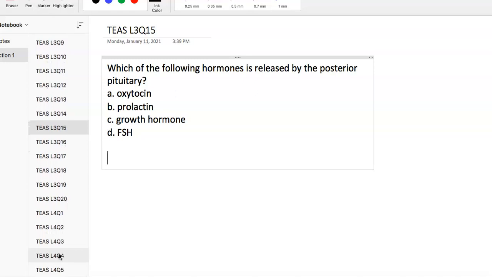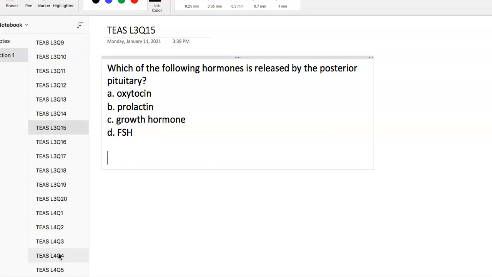Question 15. Which of the following hormones is released by the posterior pituitary? And that is oxytocin. Answer choice A. The hypothalamus produces two hormones that are stored and released in the posterior pituitary, oxytocin and vasopressin. Oxytocin stimulates uterine contractions during labor.